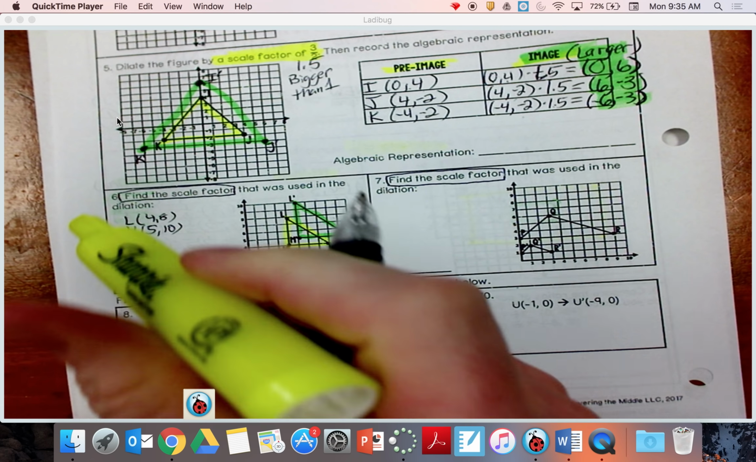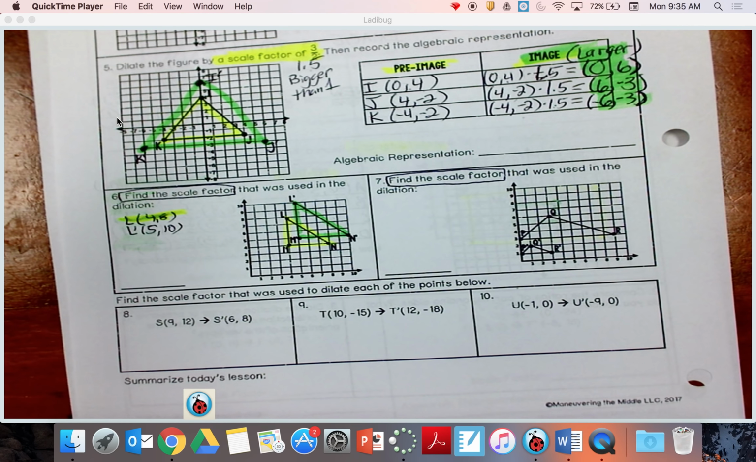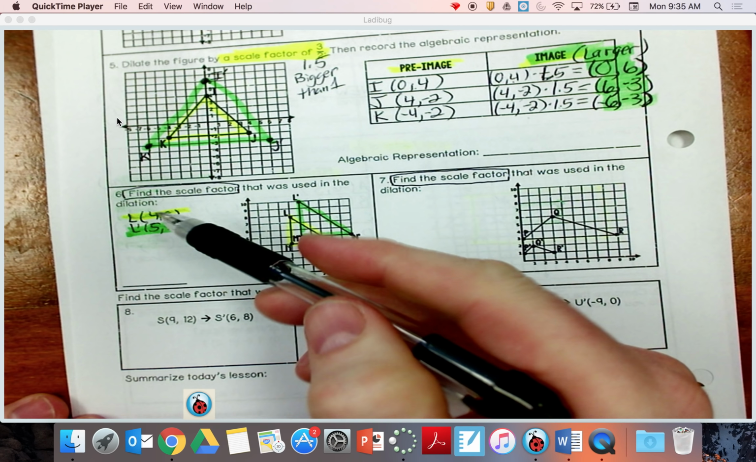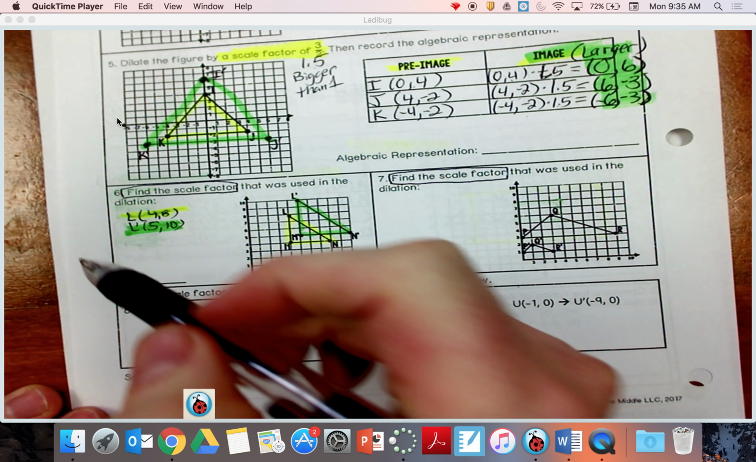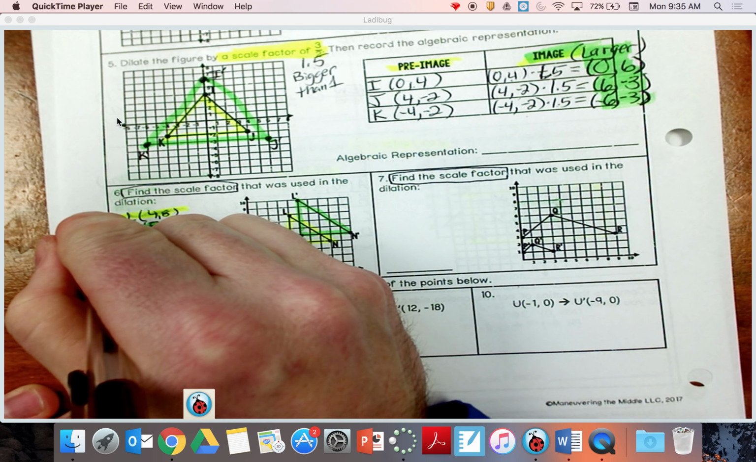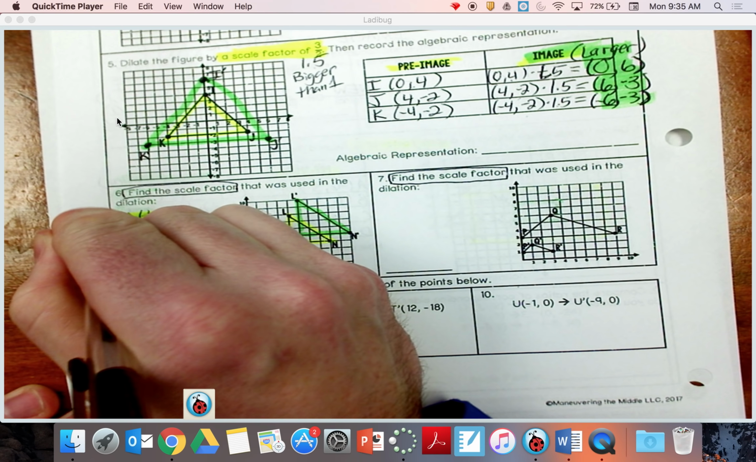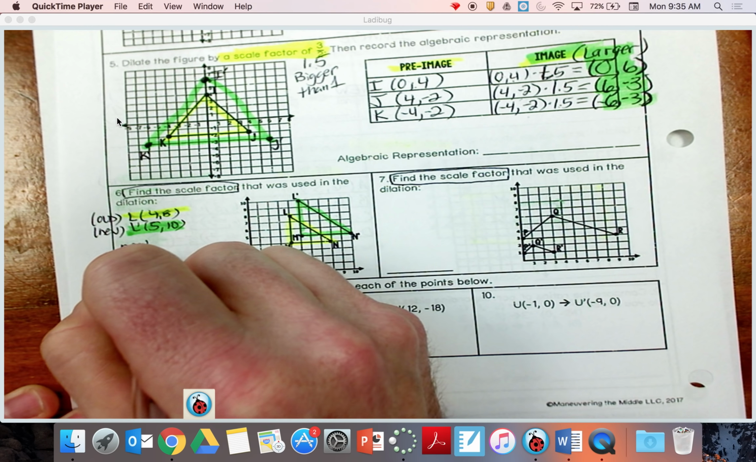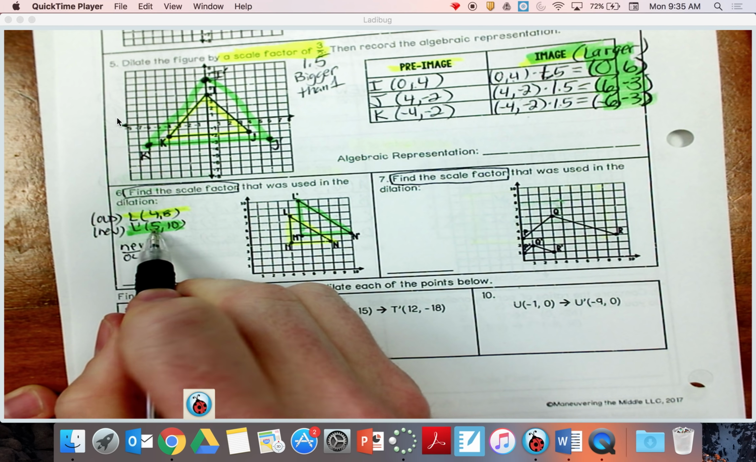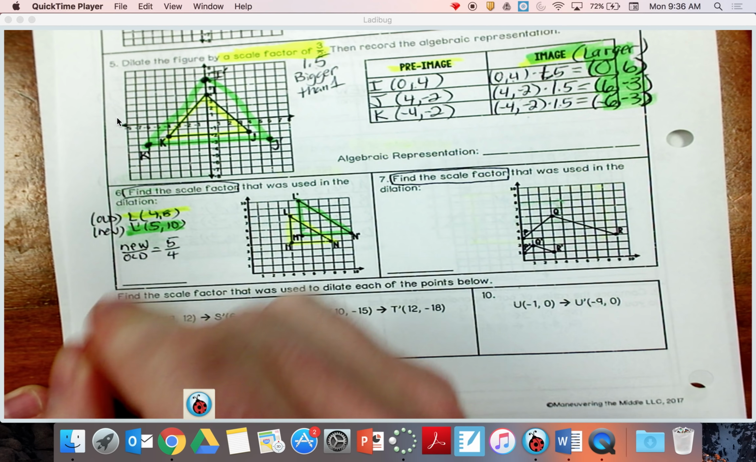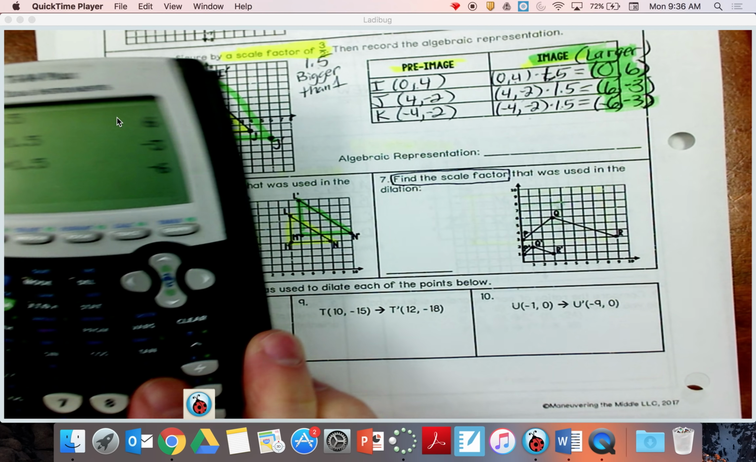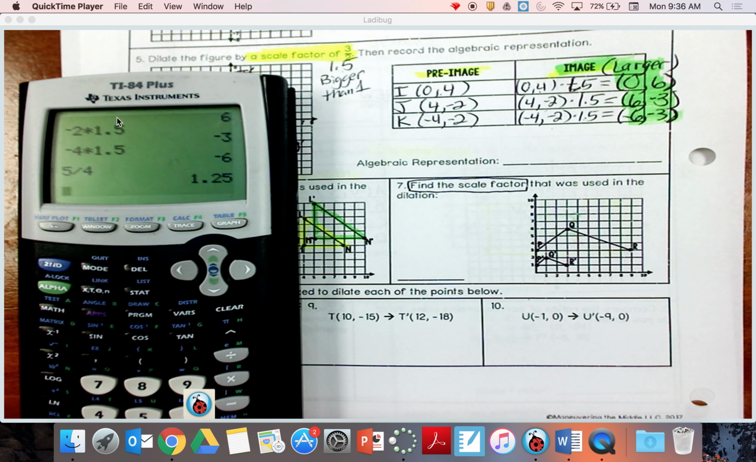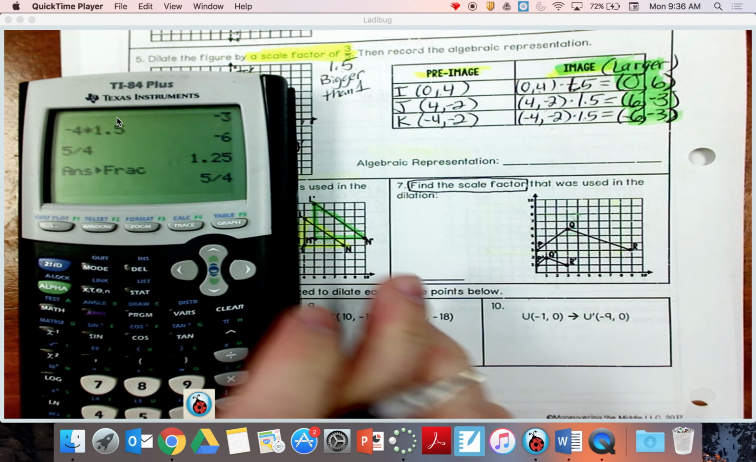Okay, so this one was on the yellow triangle. This one was on the green triangle. So I need to know, well, how did I scale this one up? So I got to check these things, and remember, this would be my new, this is my old. So it's new over old. So it becomes 5 over 4. And when I do 5 over 4, like that, it gives me a decimal 1.25, or I can leave it as a fraction, 5/4.